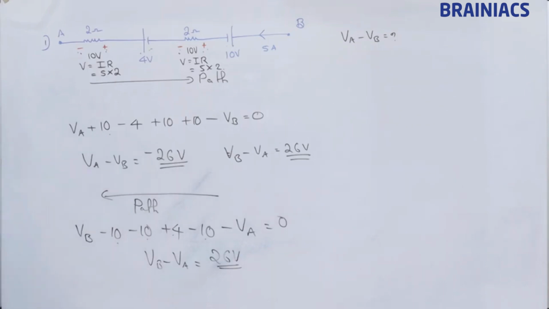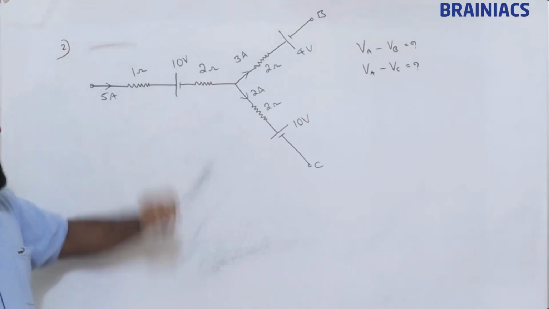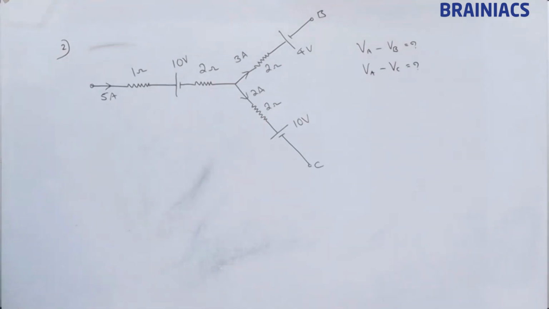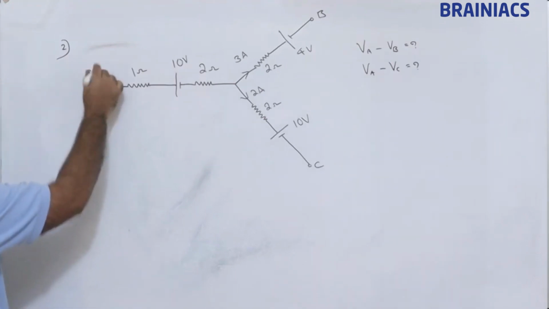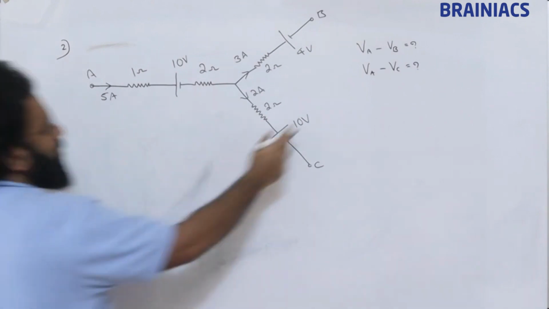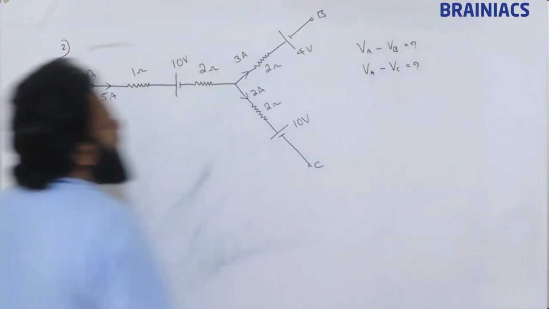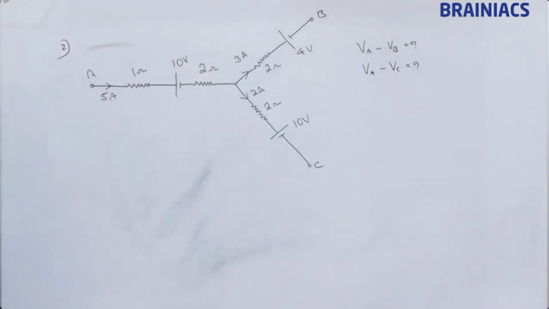This is how we should find the potential difference in a branch of resistance. Clear, all of you? Take this question. This is a part of a network. This terminal is A, this terminal is C, this terminal is B. What is the potential difference between A and B? Potential difference between A and C. So, how to do this?